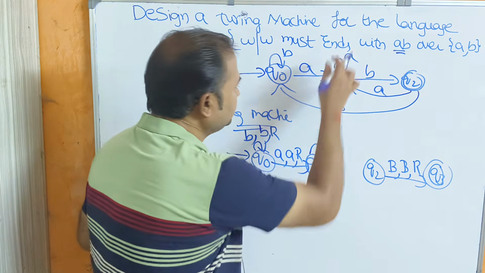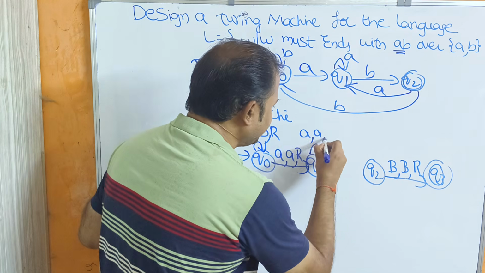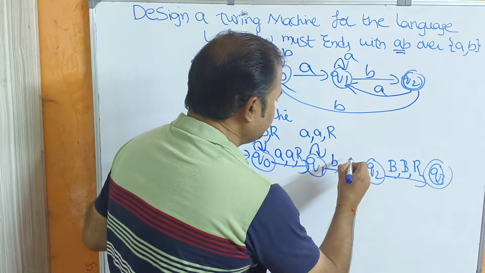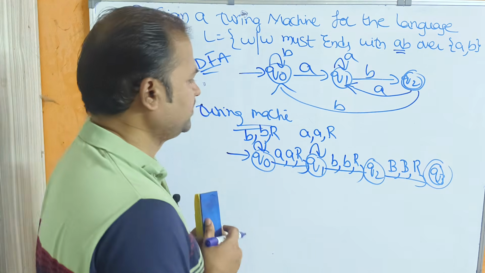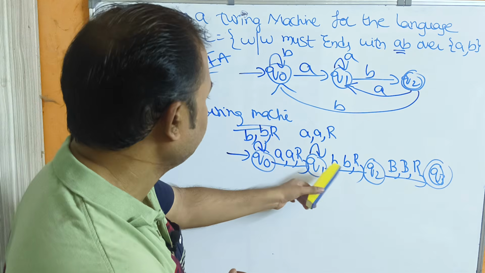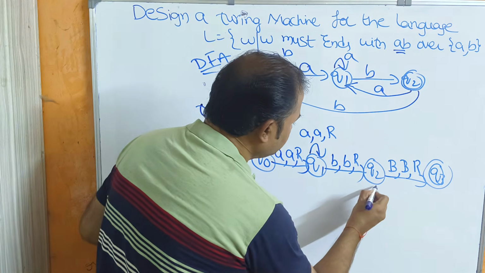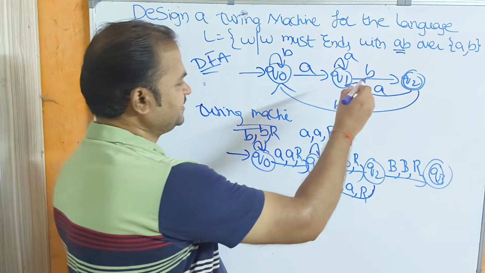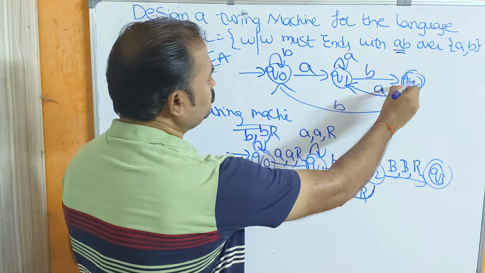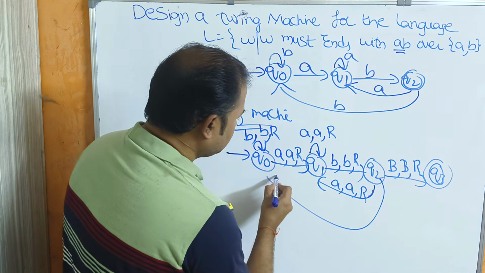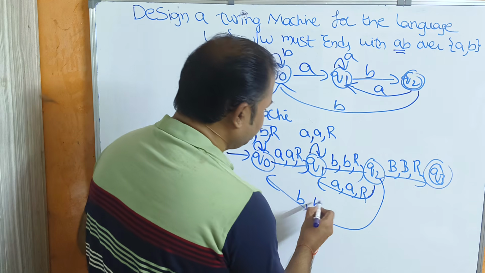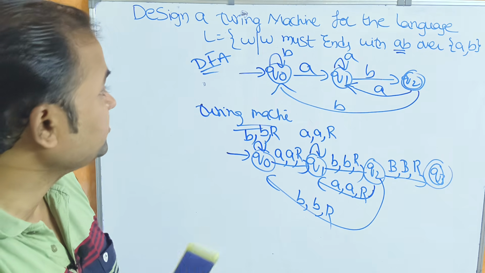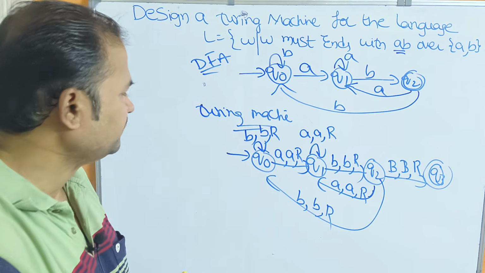Likewise, on Q1, on transition a, keep it as a only, move towards the right. Next, Q1 to Q2 on b: keep it as b only and move towards the right. Next, on Q2, if the input is a, keep it as a only but move towards the right. Next, Q2 on b: keep it as b only and move towards the right. So this is nothing but the Turing machine for the strings that end with ab.